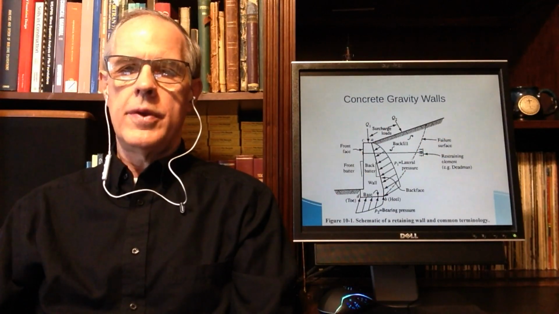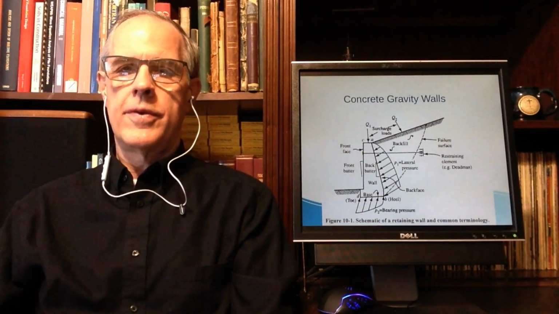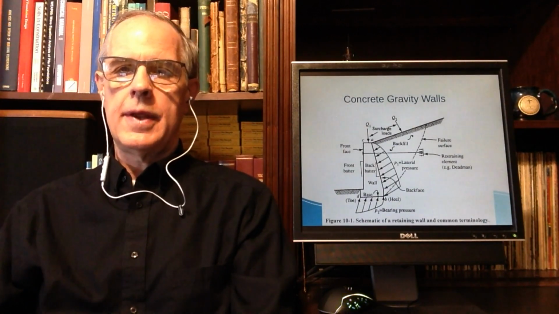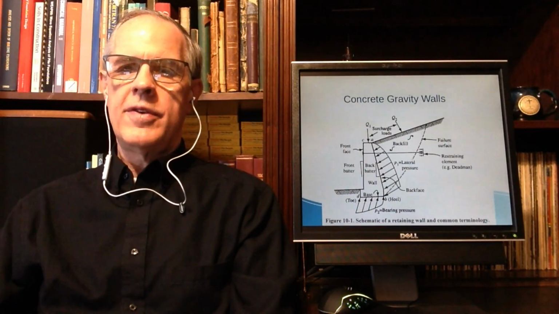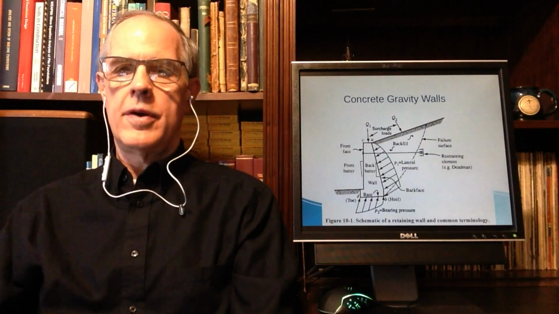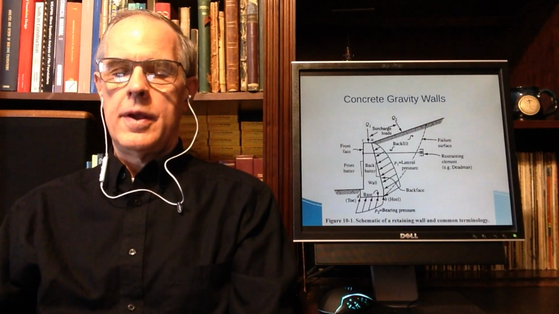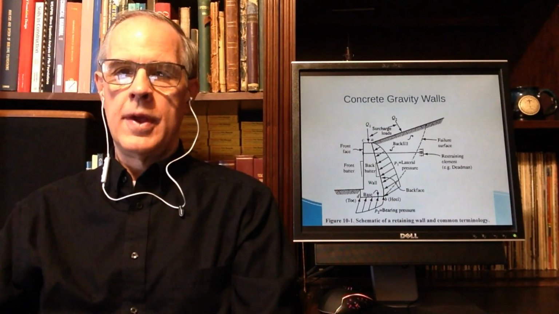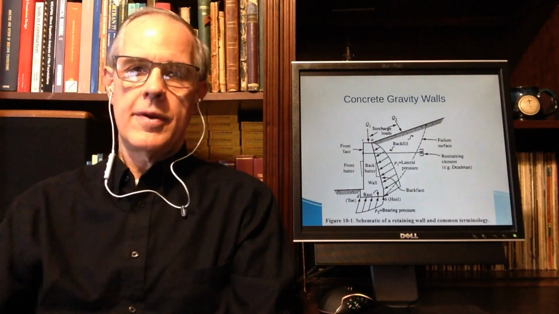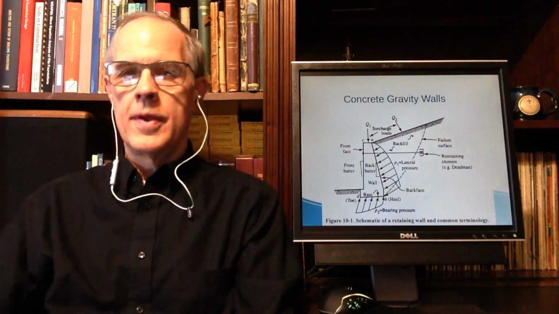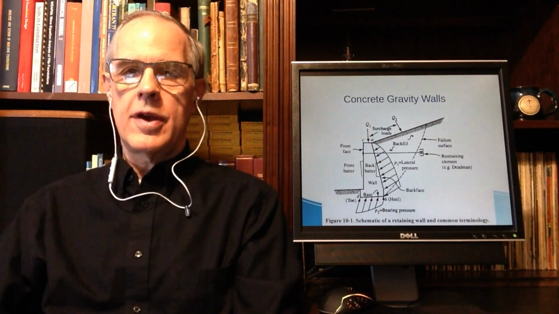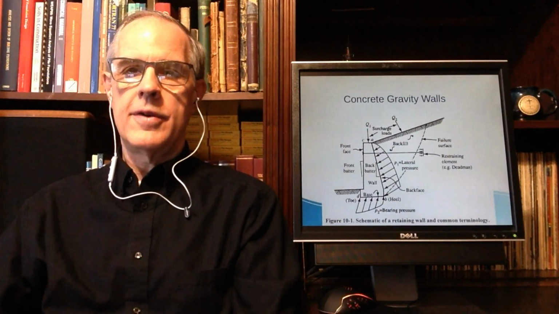We continue with concrete gravity walls, which is the first type of retaining walls we're going to look at. And I would say they're the simplest in some ways. They're definitely a very common form. You see many of them in different types of applications and different types of structures. So the opening slide here shows you some of the terminology that we have. Actually, they talk about retaining wall terminology in general.